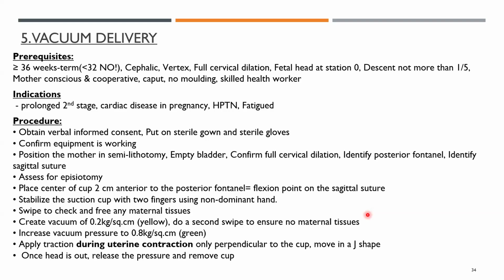How do you put it? Stabilize the suction cup with 2 fingers using your non-dominant hand. Swipe to check that there is no maternal tissue that has come inside the cup. Create a vacuum of how much? Of 0.2 kgs per square centimeter.